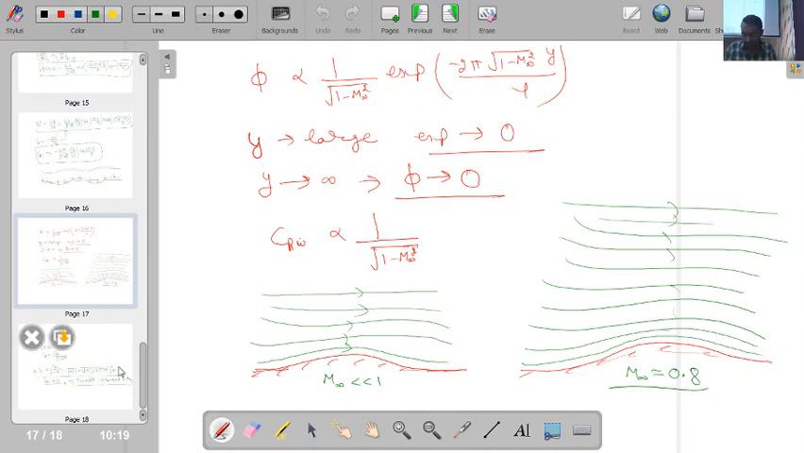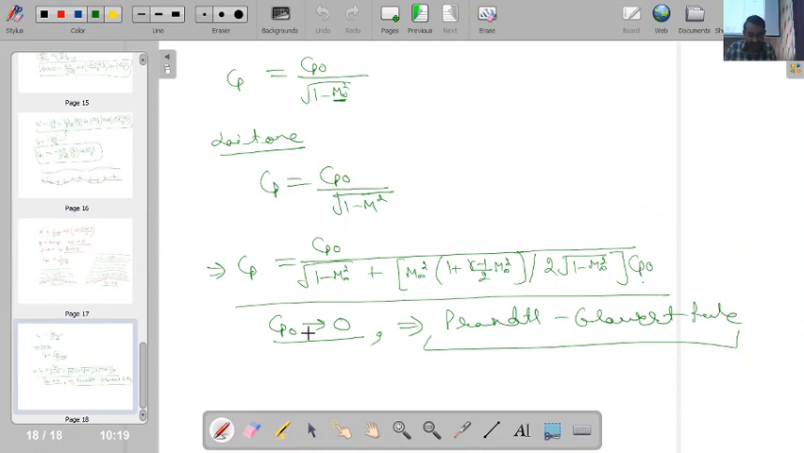Okay, so the ultimate point is that when Cp naught is 0, it means our flow situation is very close to the incompressible flow situation. Then Laitone's formulation becomes the Prandtl-Glauert rule. So it means it gives accurate prediction for that point.